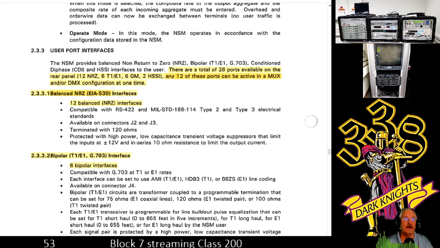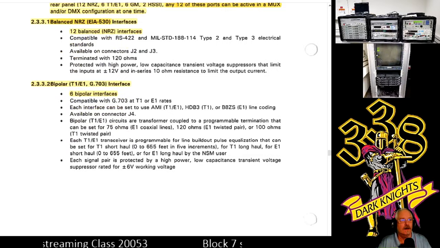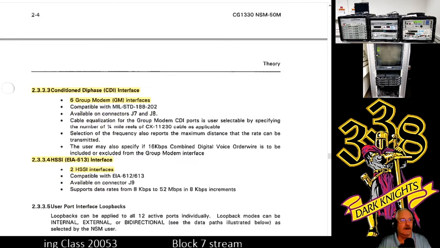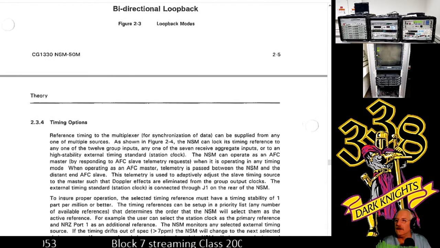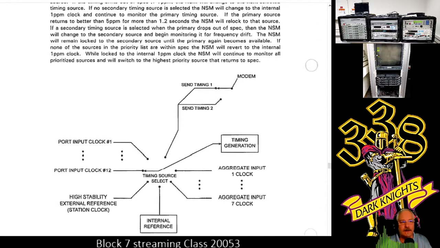Okay. Now, for the next part, 2.3.3.1, it's just telling you how many ports there are, and just gives you an overview of what these things are doing. So you can see the NRZ is 12. The T1, E1 ports are 6. You got 6 CDIs. And you got 2 HISI ports. And that pretty much concludes everything that's in there.